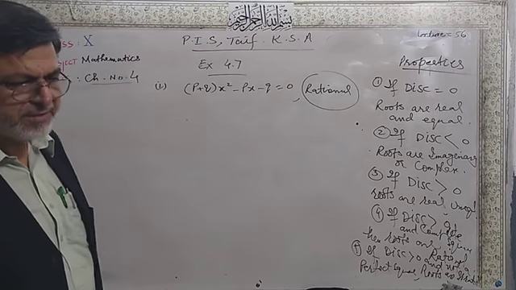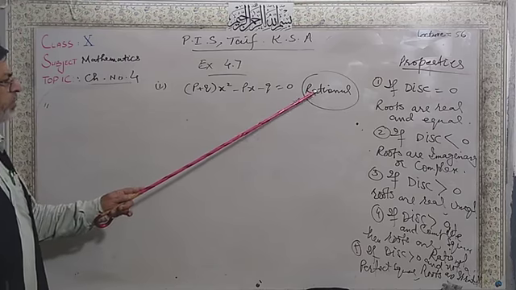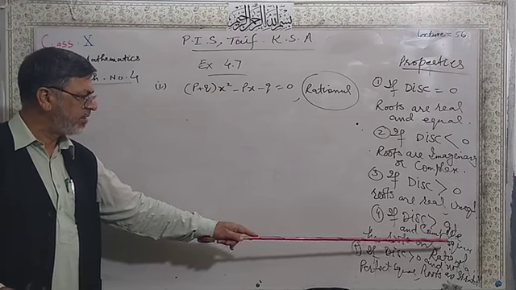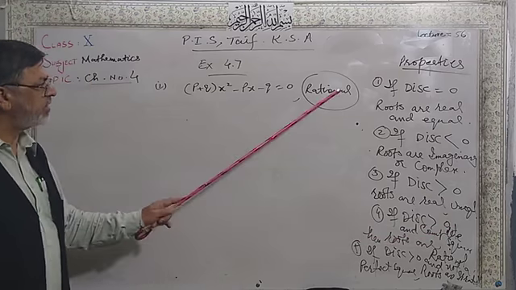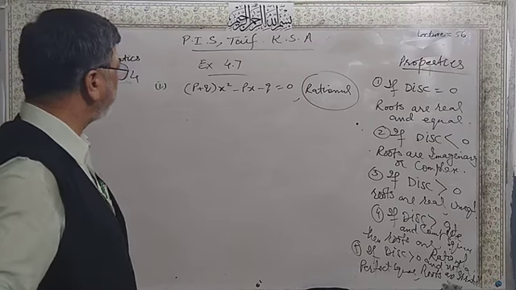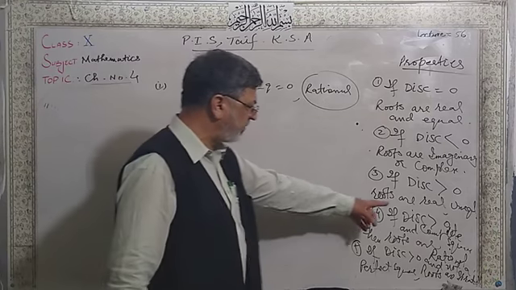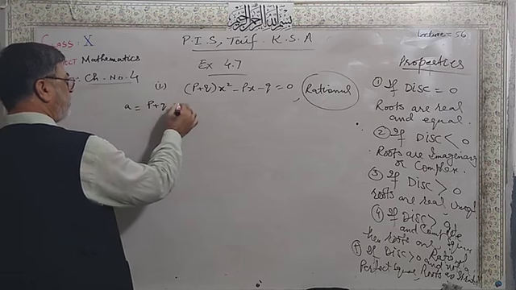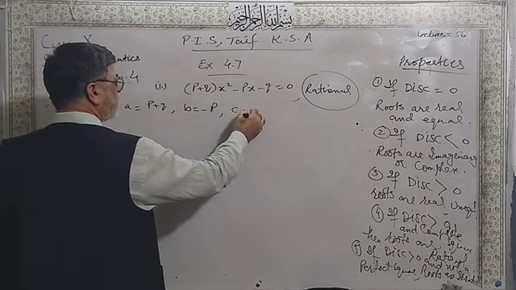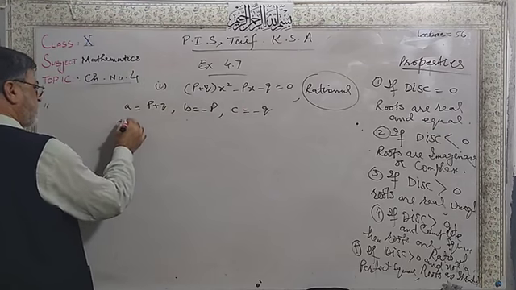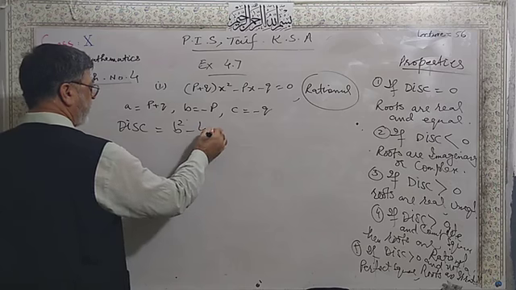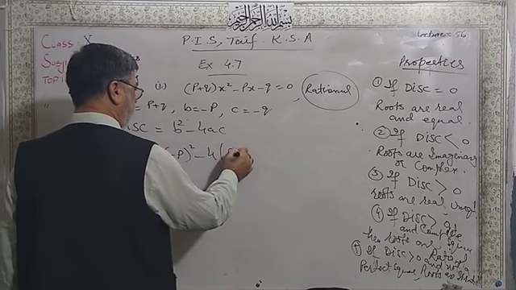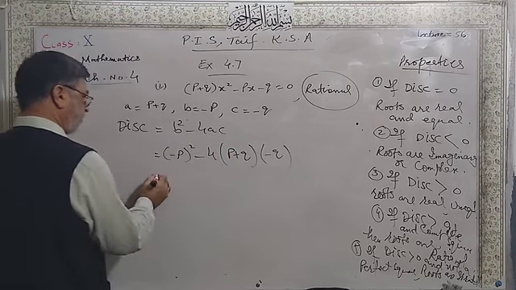So what do you have to do? Dear students, you have to prove that disc of this equation is greater than 0 and a perfect square, complete square. Then the roots will be rational. So we have to prove that disc is positive and a complete square. Here a is equal to p plus q, b is equal to minus p, c is equal to minus q. Disc is equal to b square minus 4ac. Minus p whole square minus 4 into a, which is p plus q, and c is minus q.